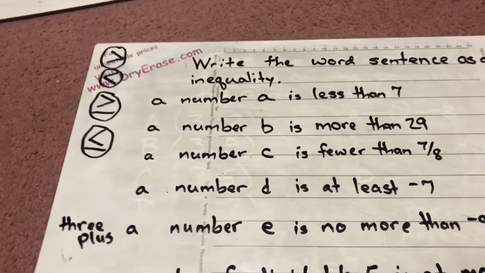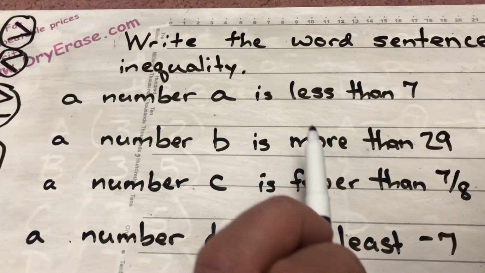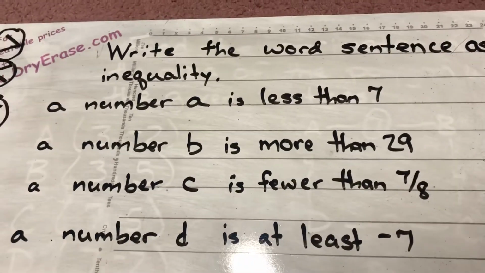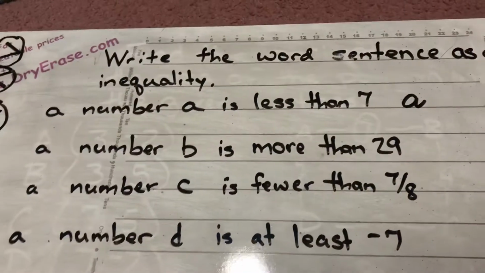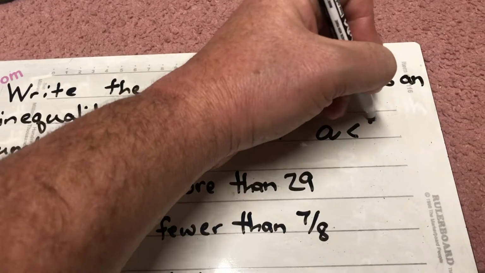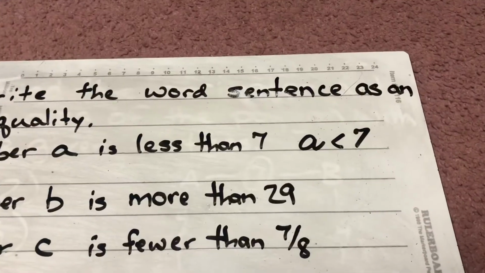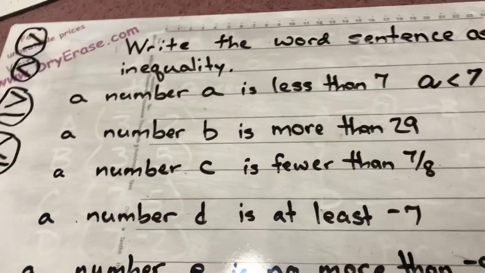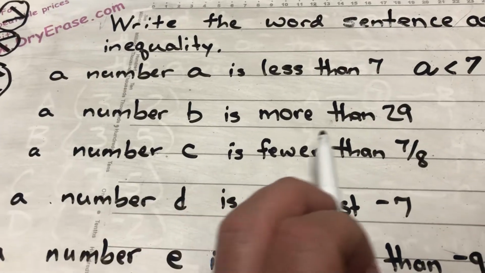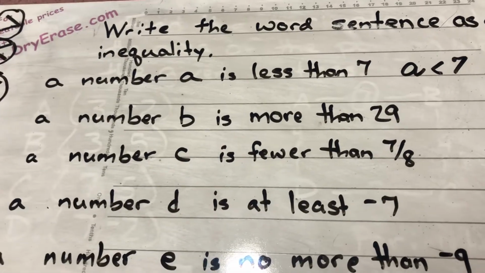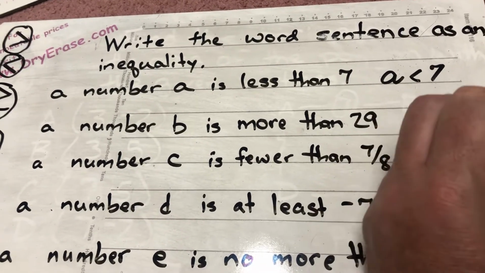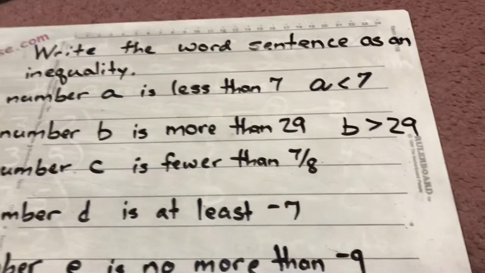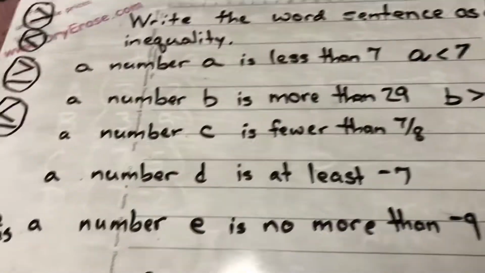So we look at this first one that says a number A is less than 7. Well, if a number A is less than 7, we're going to start with A and say that it's less than 7. That's going to be A is less than 7. All right, that's pretty straightforward. So if we look at the next one, it says a number B is more than 29. Well, that's going to be pretty straightforward as well, because it's going to be this idea that B is greater than 29. All right, so far so good.